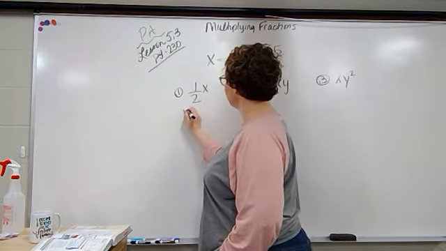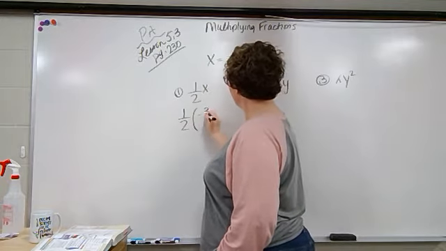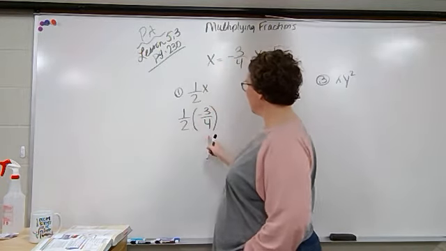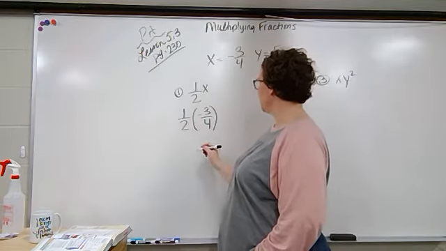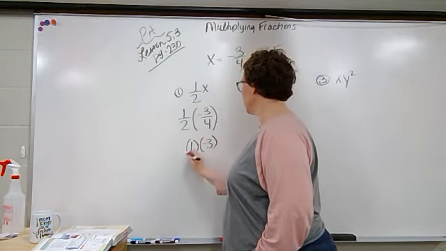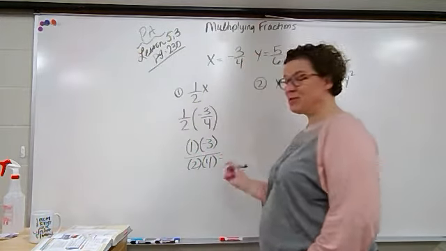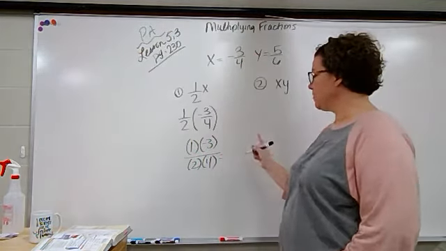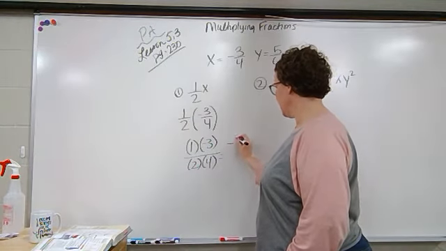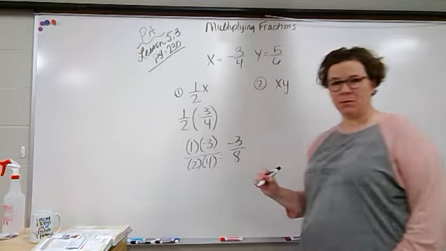This first one, I'm going to substitute the -3/4 for my x, and then I'm going to multiply straight across. So I'll have 1 times -3 over 2 times 4. My answer is going to be negative because I've got a negative times a positive, and so it's going to stay negative. -3/8. Okay.